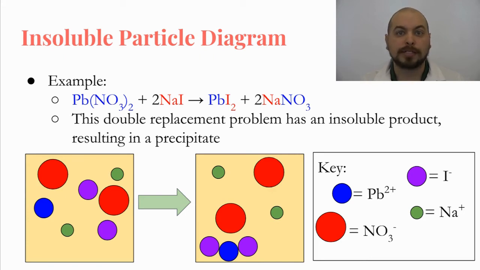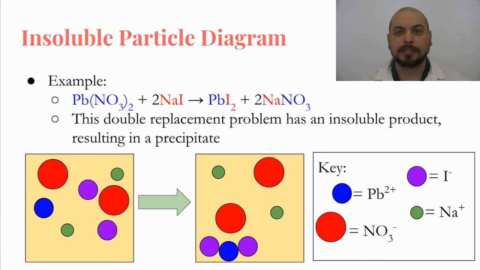So we've written the products, now we need to balance. When we balance, we realize that we have 2 iodides on the product side, which means we need 2 on the reactant side. So we need to put a 2 in front of the sodium iodide. That means we need 2 sodiums on the product side as well. That means we need to put a 2 in front of the sodium nitrate on the product side.